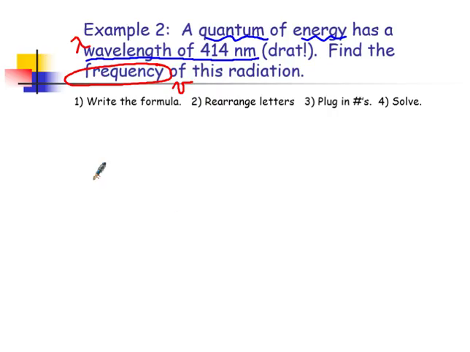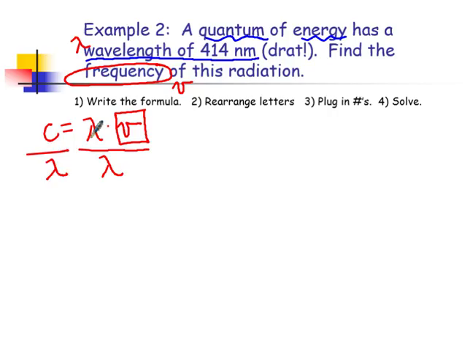We're going to rewrite that formula. C is equal to lambda times V. This time we're going to put a box around the V. Since we want the frequency, we've got to get rid of this lambda who's next door. They're currently being multiplied, so to get rid of it, I divide. And we get our frequency is the speed of light over the wavelength.